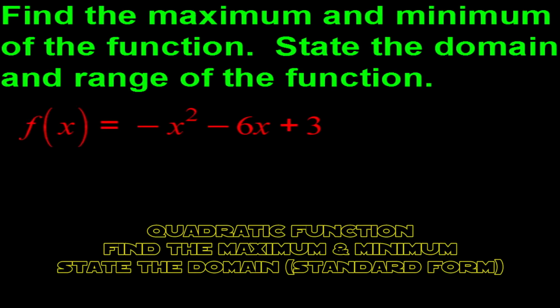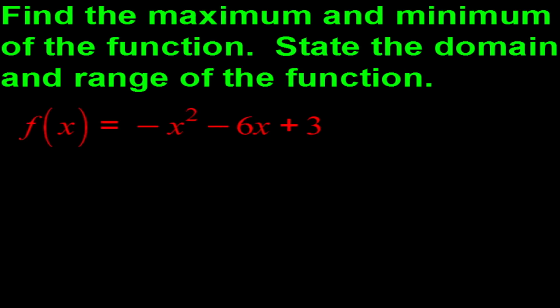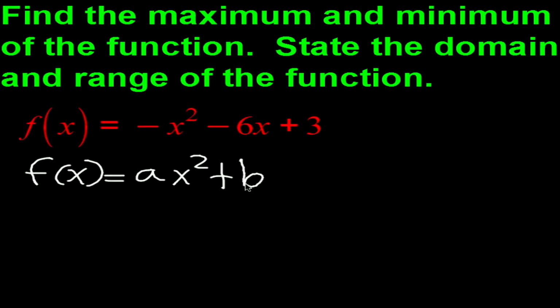We're going to find the maximum and minimum of this function, which is a quadratic equation. And we're going to state the domain and range of the function. Notice this function is in standard form. Standard form looks like this. It's f of x equals a times x squared plus bx plus c, where a cannot be equal to 0.